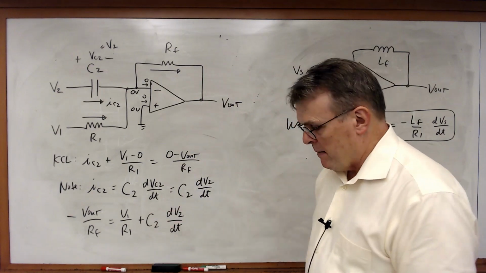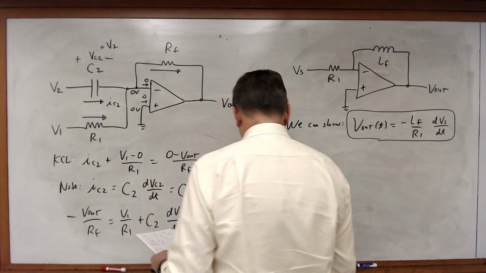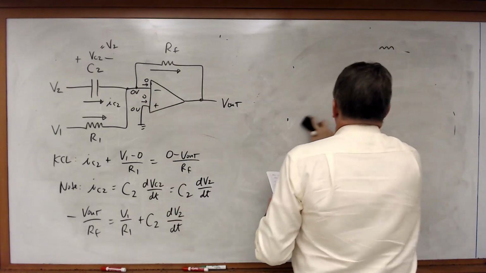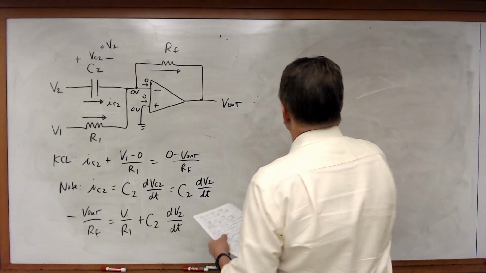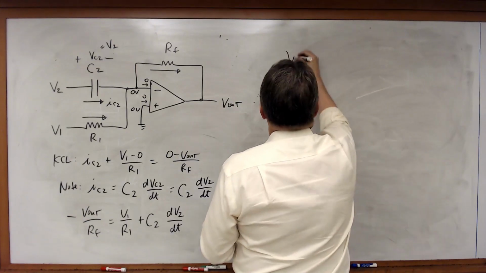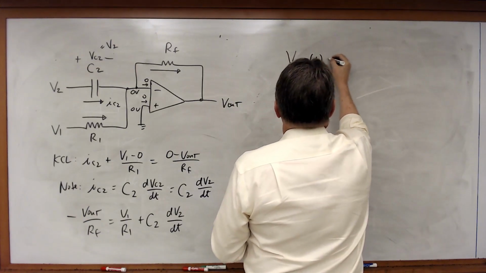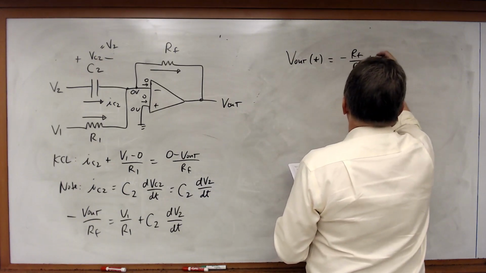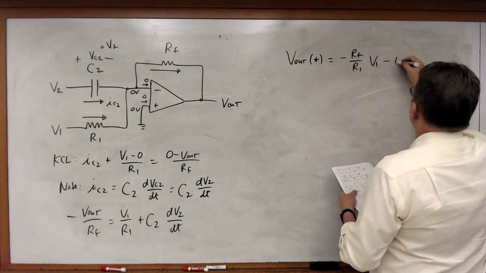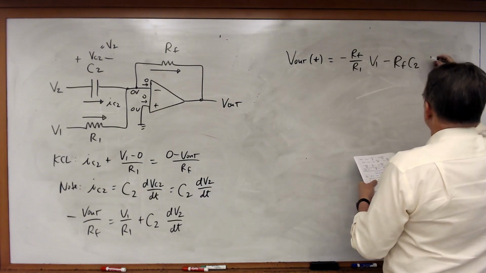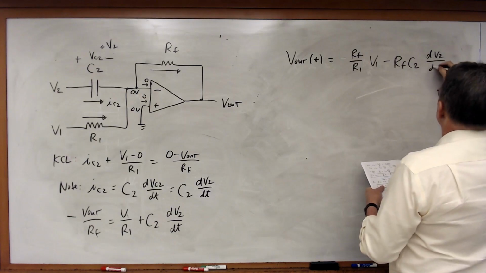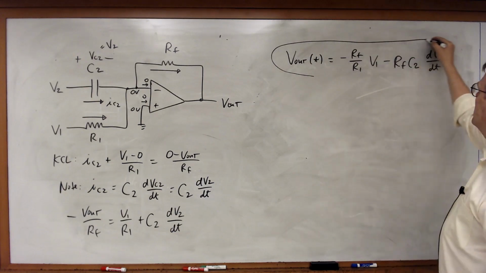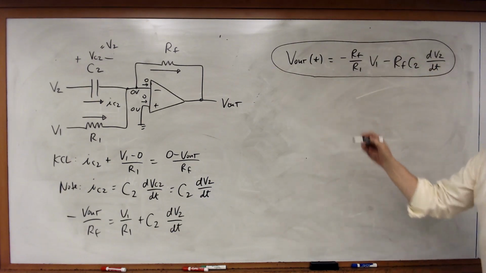And now multiplying by RF, what I will get is the following: that V out of t is equal to minus RF over R1 times V1 minus RF C2 times dV2 dt. So this interesting circuit equation here. Notice what I have here.